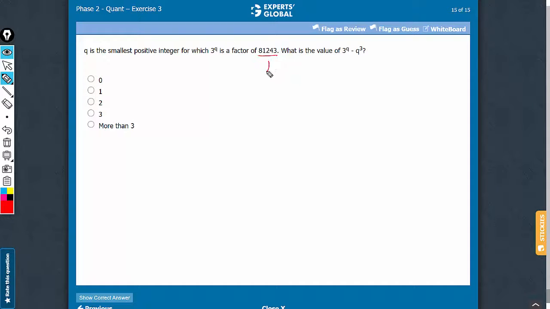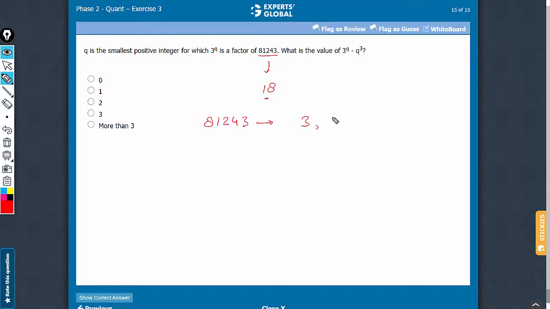C. 8, 1, 2, 4, 3. The sum of the digits here is 8 plus 1 plus 2 plus 4 plus 3. This is 18. The sum of the digits is 18, and therefore 81243 is definitely a multiple of 3. Remember, if the sum of digits of a number is a multiple of 3, the number is a multiple of 3. Same with 9.